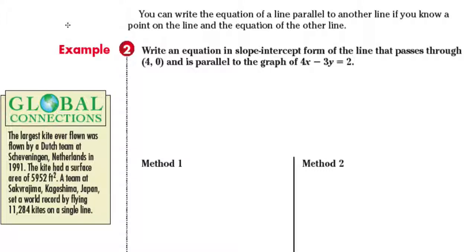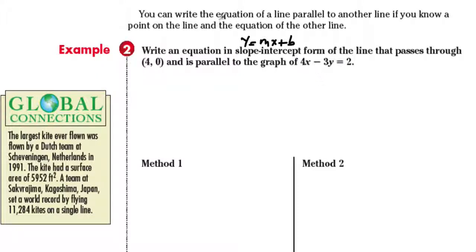You can write the equation of a line parallel to another line if you know a point on the line and the equation of the other line. So basically what it's saying is this: if you want to write an equation in slope-intercept form, remember, slope-intercept form, y equals mx plus b, of the line that passes through (4, 0) and is parallel to the graph 4x minus 3y equals 2. So we want to find an equation of a line where you only have one point and you're given another line that is parallel to that line.